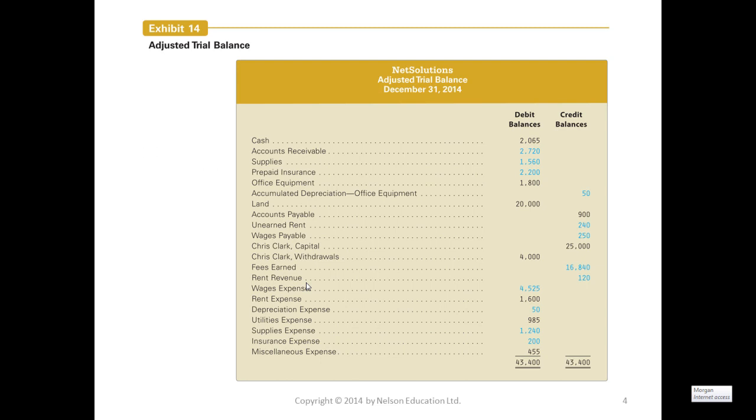The third type of adjusting entry is accrued revenue. Accrued revenue, if you remember, is when we perform a service but we haven't billed the customer yet, or they haven't paid us yet. So in this example, nothing would appear in the trial balance if we forgot to do this adjusting entry, because there's no revenue recognized until we bill that customer. So we have to really pay attention.